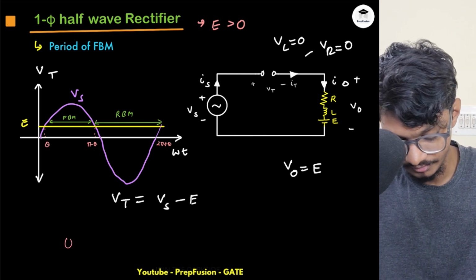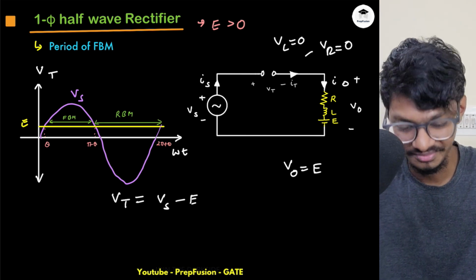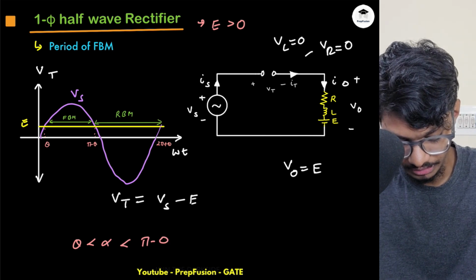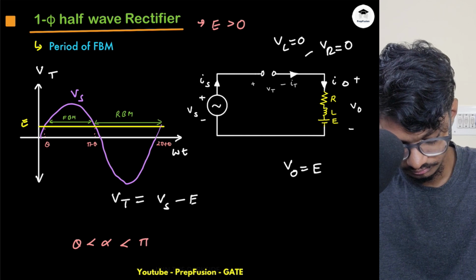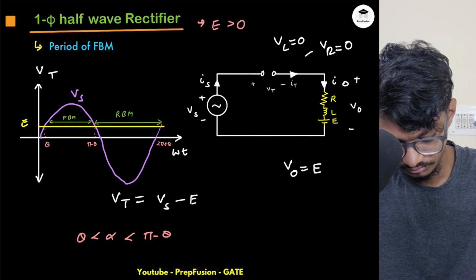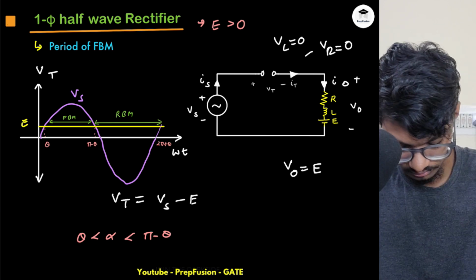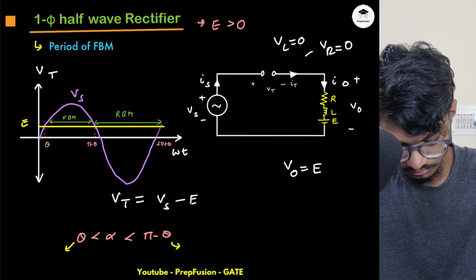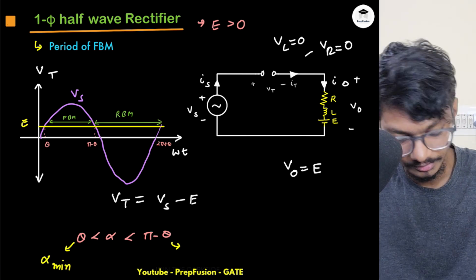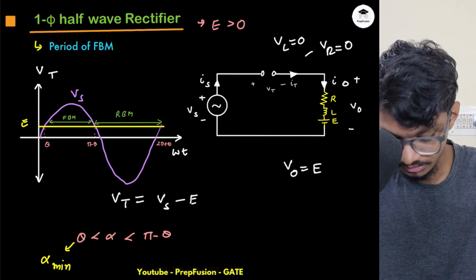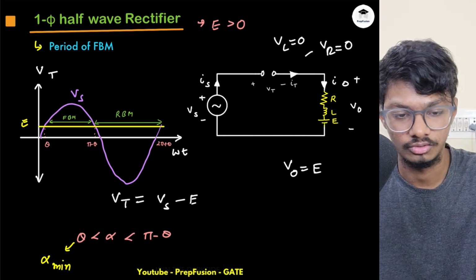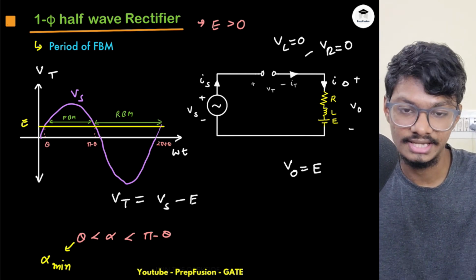So my alpha minimum will go from theta to pi minus theta. This is my alpha minimum, and if you replace alpha with this alpha minimum, this will be converted into a simple diode circuit, not controlled anymore. So obviously the range has reduced for forward blocking mode.